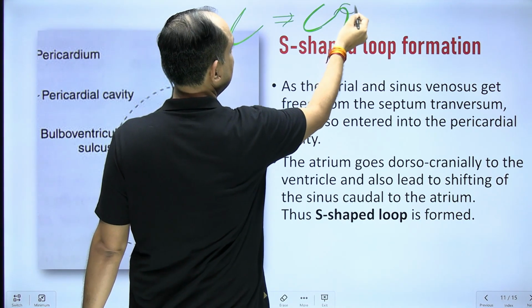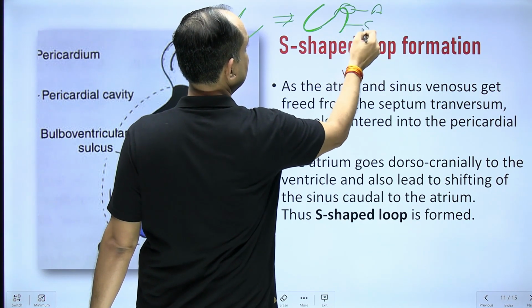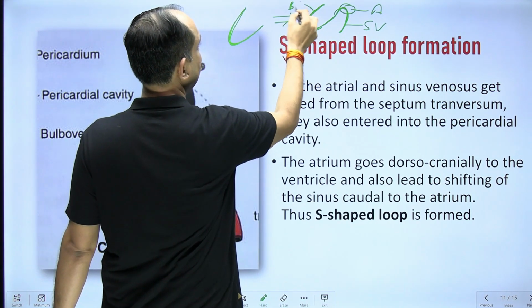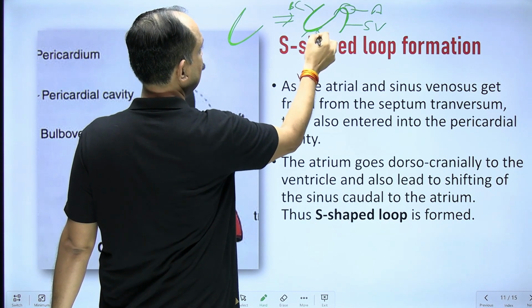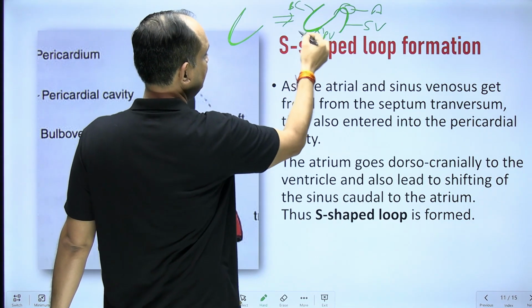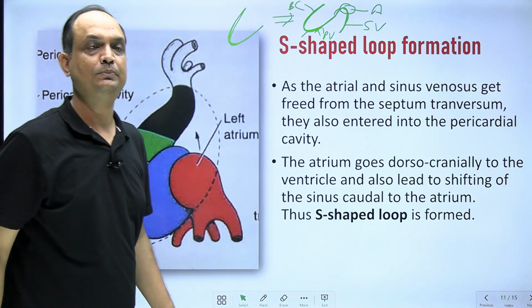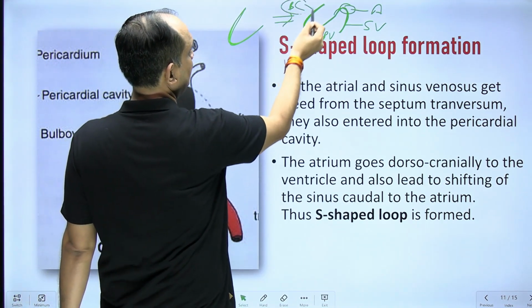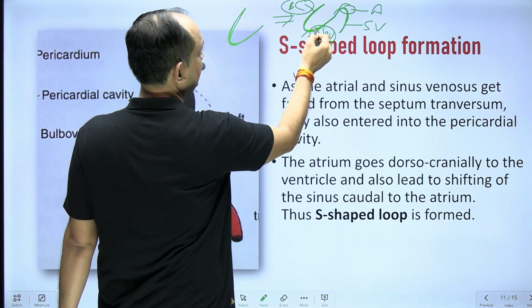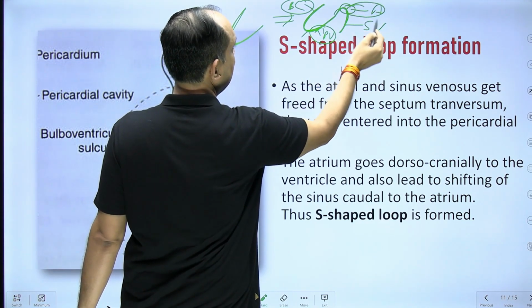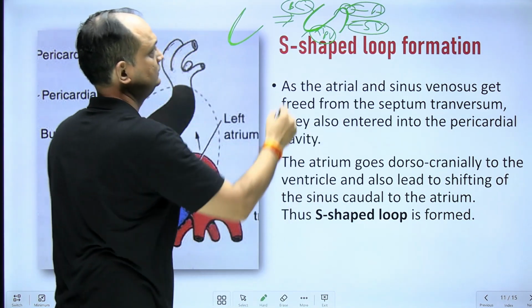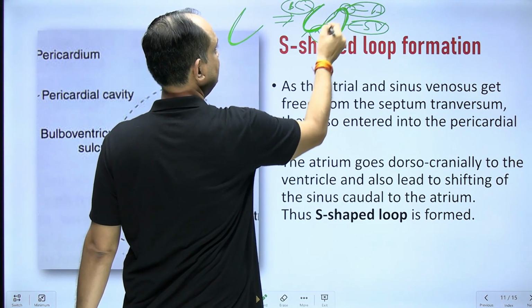So what are these? This is your atria, this is your sinus venosus, this is bulbus cordis, and this area is your primitive ventricle. So what is the sequence in this S-shaped loop? This is bulbus cordis, then you will have the primitive ventricle, then this is your atria and the sinus venosus. So this is the formation of the S-shaped loop.